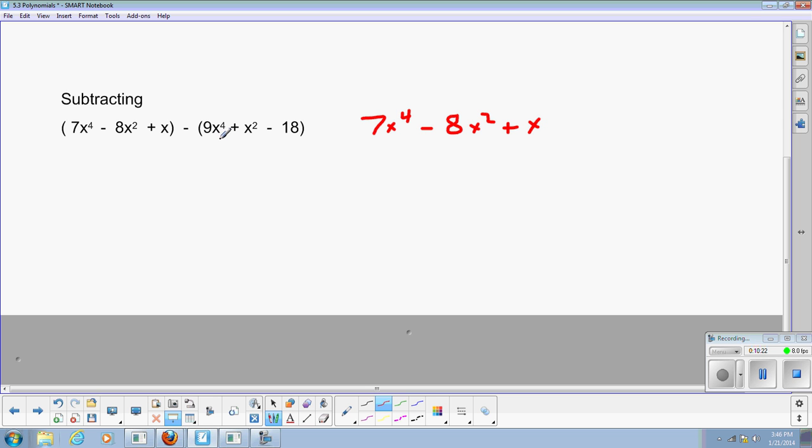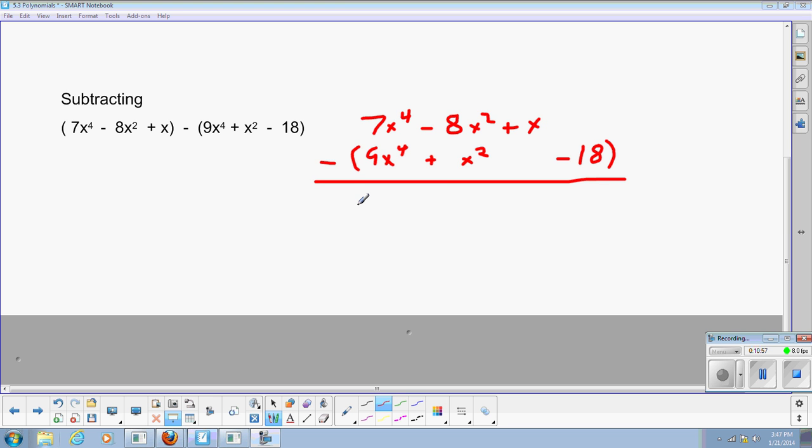My next trinomial, I have a minus, and I'm going to put a parenthesis because I have to subtract the whole thing. It represents one number. Minus 9x to the fourth. I have a plus x squared. And then I have a minus 18. There's nothing for the x. Leave a space and put minus 18 over here. And close off your parenthesis. I'm going to draw a line underneath here.